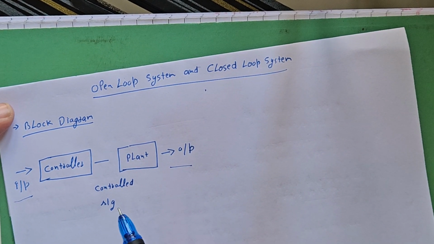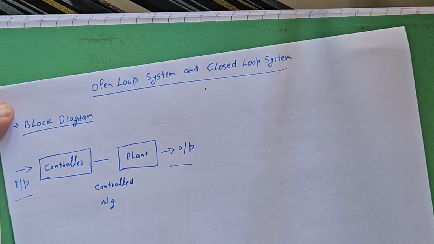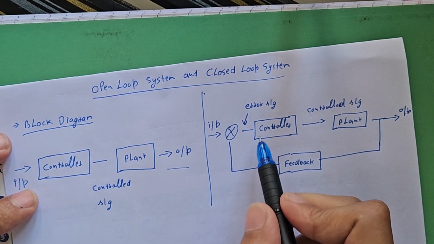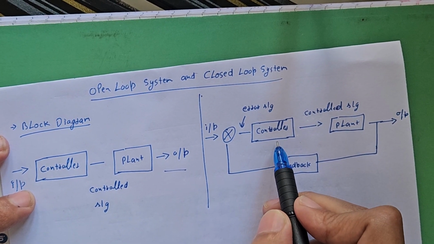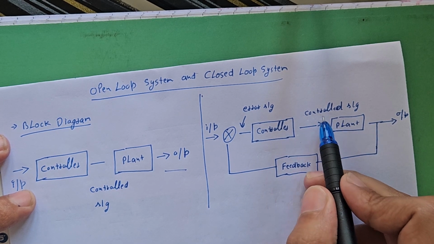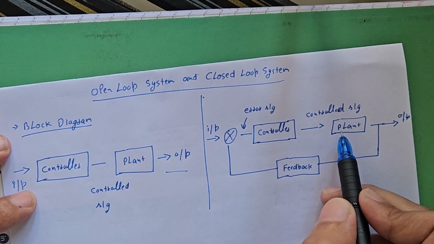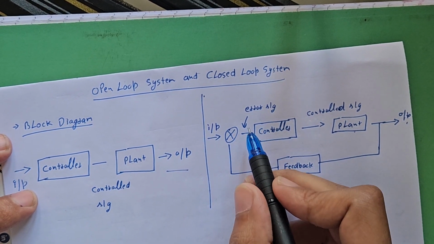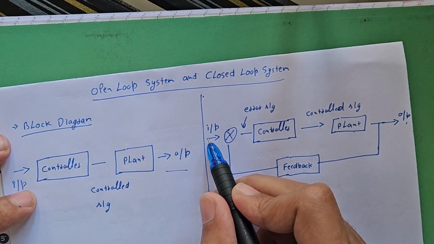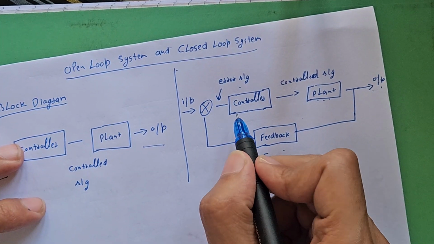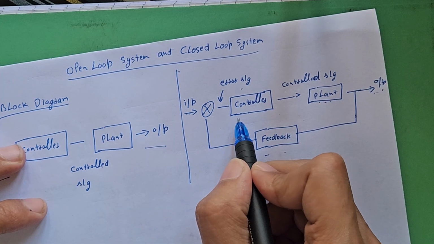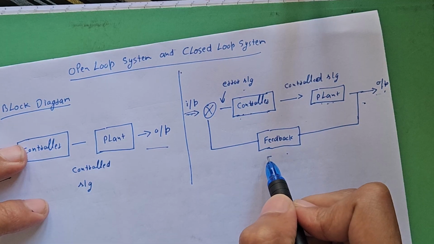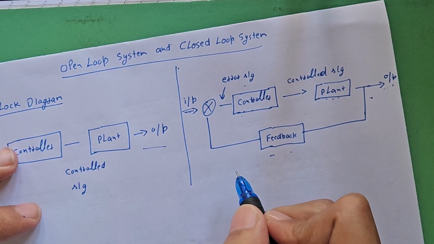Now we see the block diagram of closed loop system. So this is the block diagram of closed loop system, in which the error signal is the input to the controller and the control signal produced by the controller is the input to the plant, which produces the output. Here the error signal is the combination of both input and feedback signal. So as the controller depends on both the input signal and the output signal as feedback, it has more accuracy than open loop system.